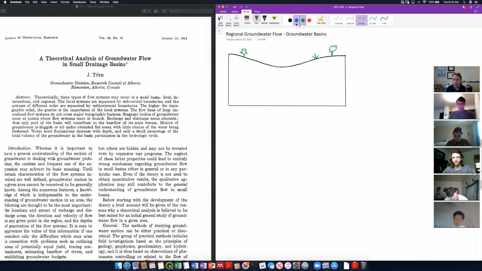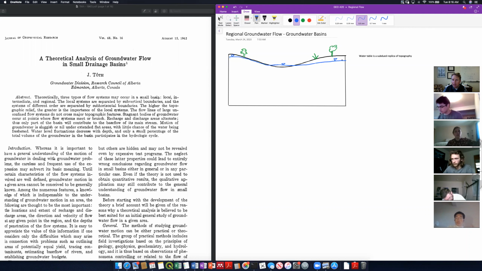So there's a couple of implicit assumptions that people have made. Let's say I've got a stream down here in my valley. And the first is that the water table basically follows topography. All right, so one of our assumptions is that the water table is a subdued replica of topography. All right, and that's going to be an important assumption for Toth's results.